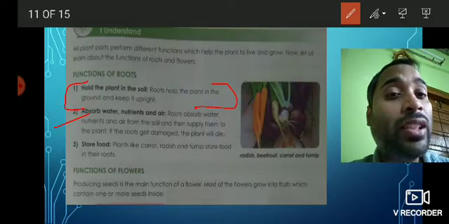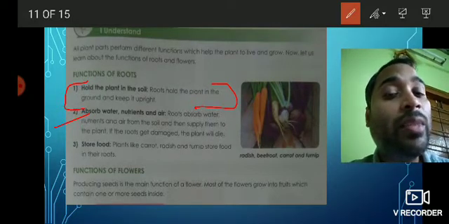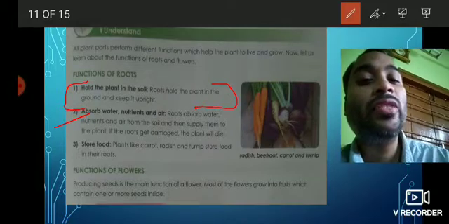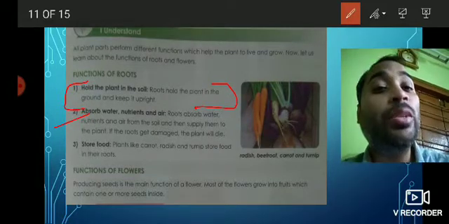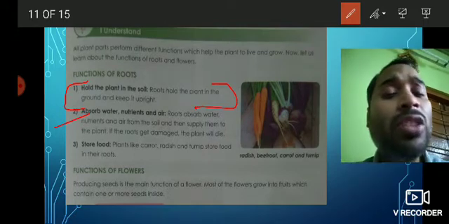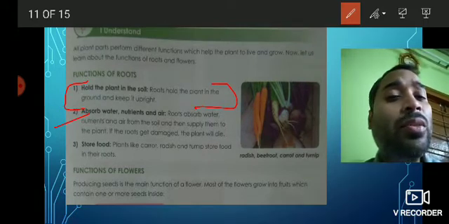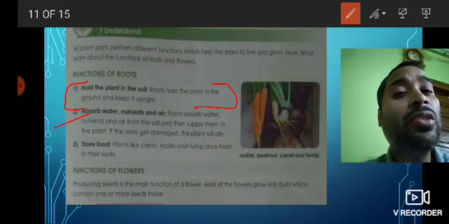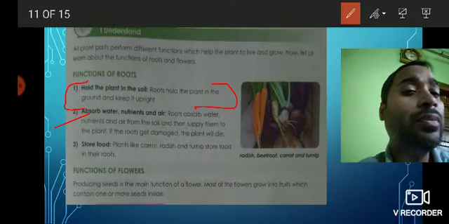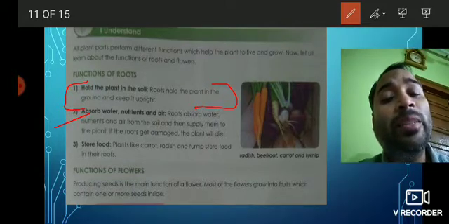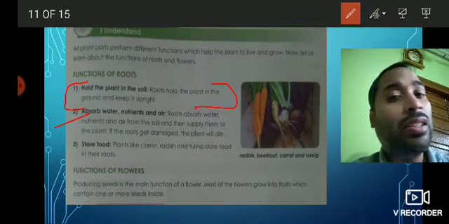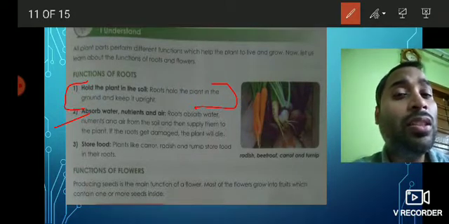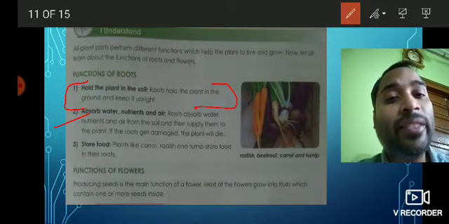So roots absorb water, nutrients and air from the soil and then supply them to the plant. If the roots get damaged, the plant will die. So the second function is what? They absorb water, nutrients and air from the soil, and then they transport it to the different parts of the plant, specifically to the leaves, because we know plants manufacture their food in the leaf only. So the main purpose of roots is to absorb the water and nutrients from the soil, and then it has to transport it to the leaves.